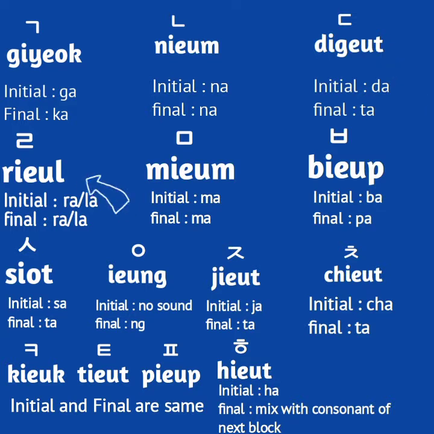Next is Rieul. The initial sound and final sound of Rieul are the same. There is no difference in the initial and final sound of Rieul, which is Ra or La. This is Mieum. The initial sound and final sound of Mieum are the same. Next is Bieup. The initial sound of Bieup is Ba, and the final sound of Bieup is Pa.